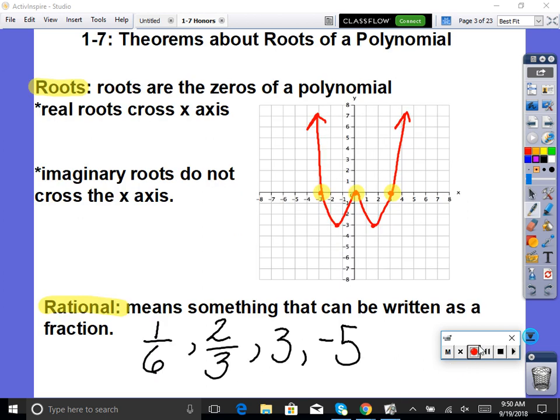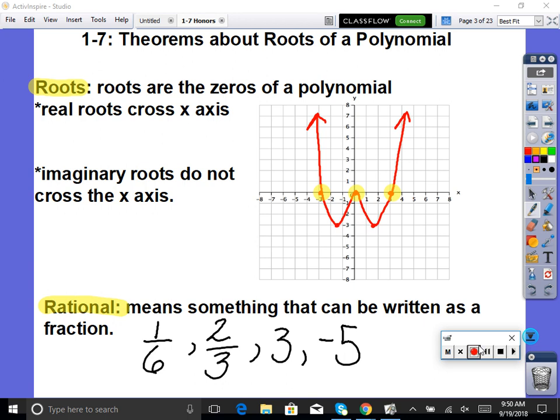So let's review what a few words mean and really let it sink in. Because honestly, this is what used to confuse me, the wording of what I was learning. So we know roots mean solutions or zeros or where it crosses the x-axis, right, everybody? Most of the time. There are roots that don't cross the x-axis, but roots are the solutions of a polynomial.